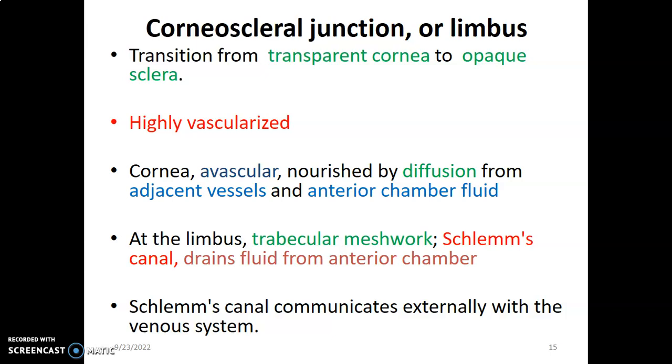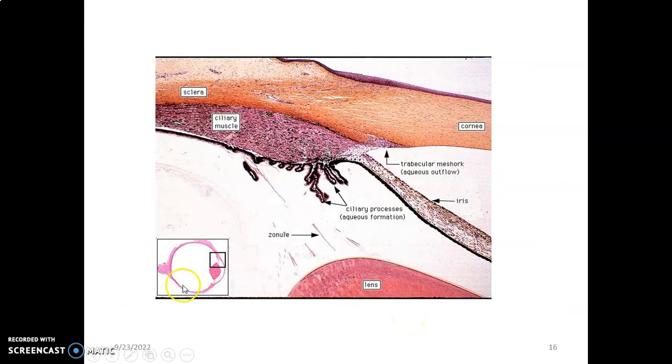So this is what we are discussing. Between cornea and sclera at the junction is the corneoscleral junction, or the limbus, and that's where you have the trabecular meshwork, where you have canal of Schlemm, and that's where aqueous humor will be reabsorbed back into the venous system. So you can see this is the canal of Schlemm. You can appreciate the trabecular network, and that's where the reabsorption of aqueous humor from the anterior chamber into the venous blood will occur at the corneoscleral junction.